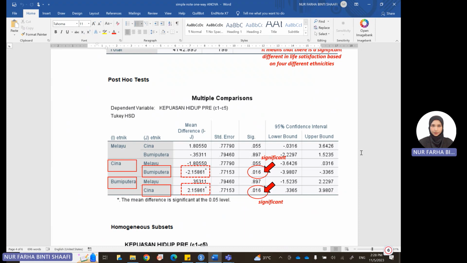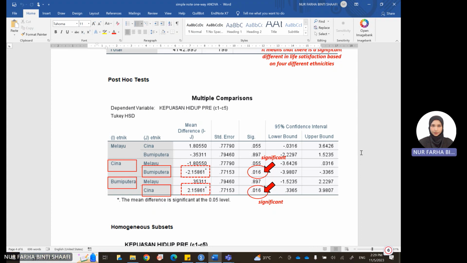Please look at the significant values. For example, you see Melayu and China, they are doing the comparison. Melayu and China, your kepuasan hidup, is it significantly different? It is 0.055, meaning more than 0.05. If more than 0.05, your null hypothesis is accepted, or failed to be rejected, meaning no difference.